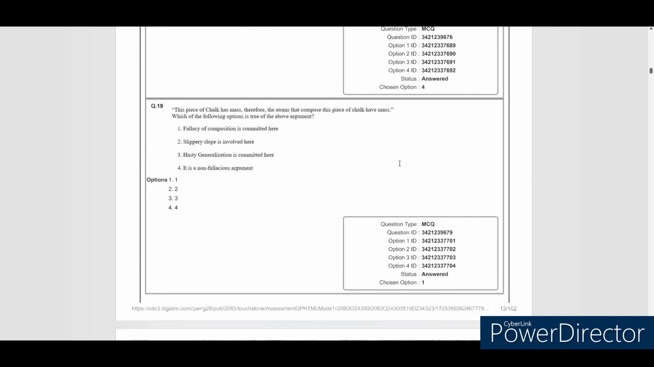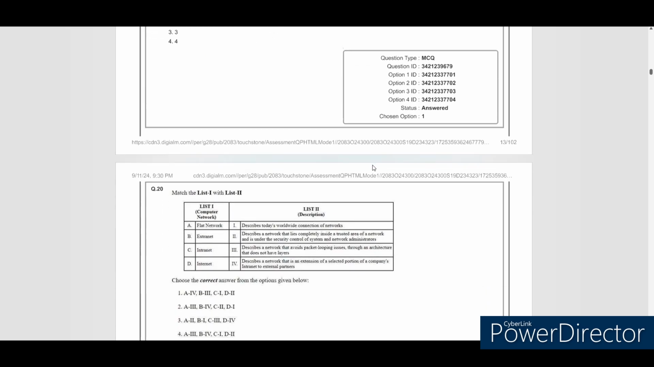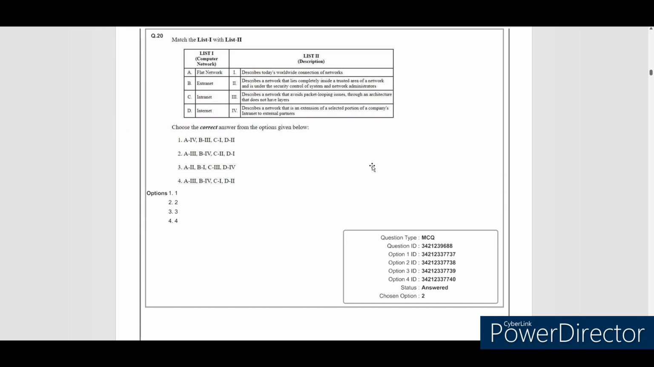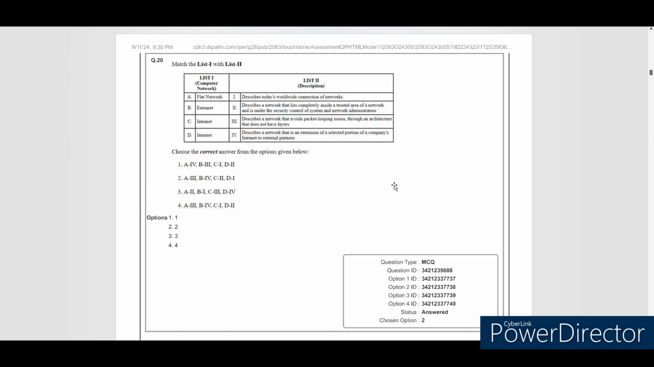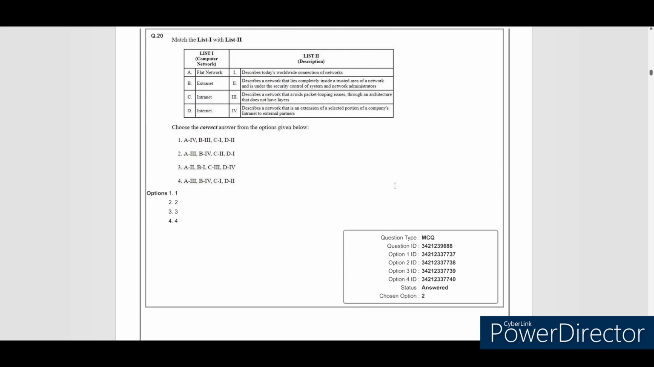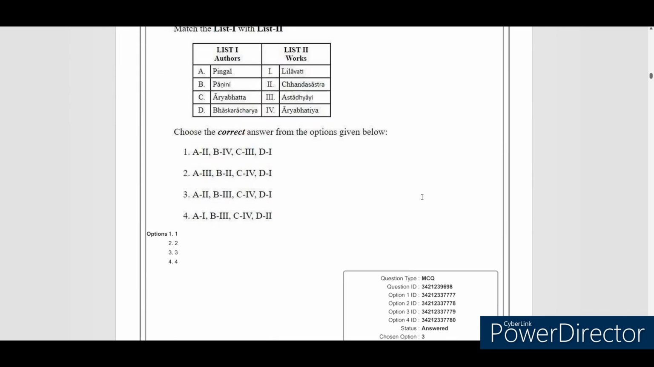Now coming to question number 19, skip it because I don't want to look at these questions now. Question number 20 is very easy because whenever you see these terms, internet, intranet, I think it is very easy, right? So this I can answer very directly. If you see option D, they have given different options for option D, which is internet. So that is very easy. You need to look at what is internet. It describes today's worldwide connections of networks. So very easy, right? Now coming to question number 21, I will skip this.